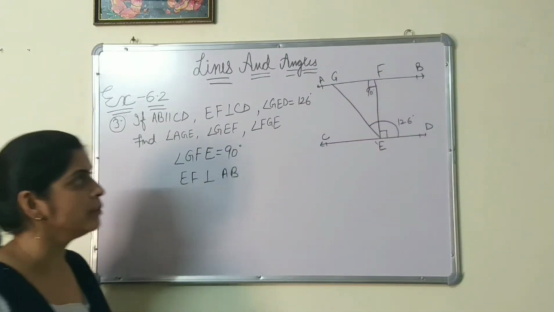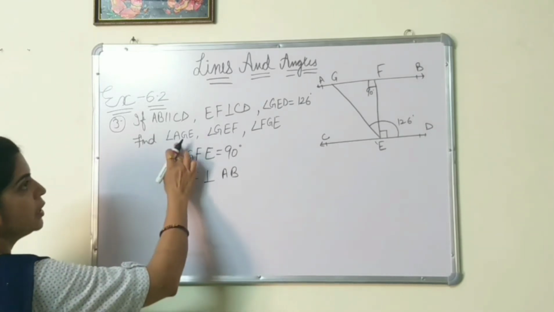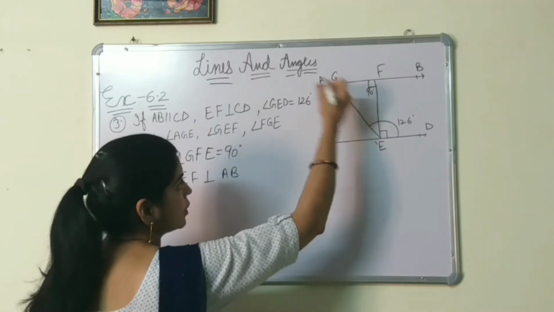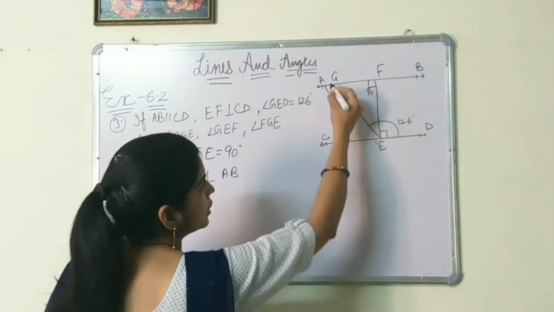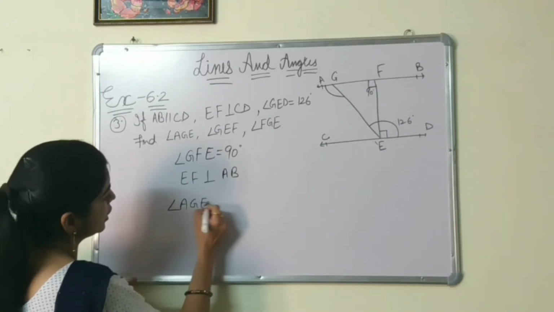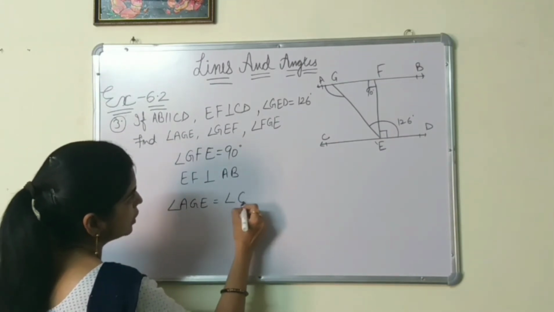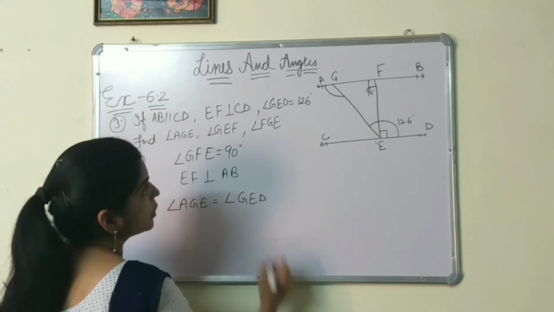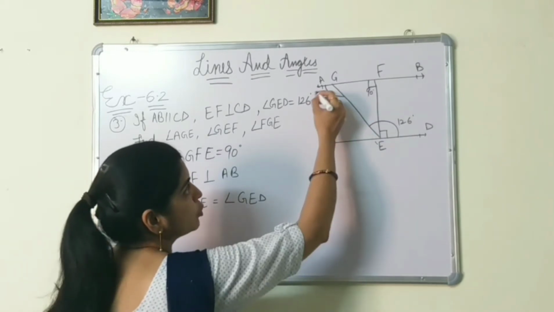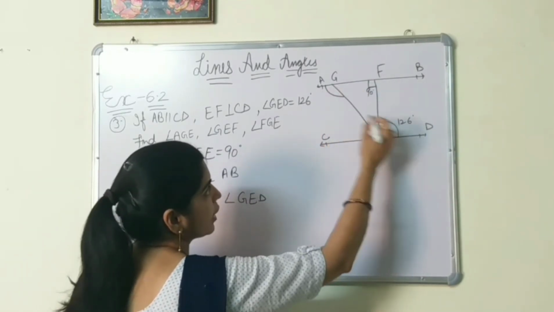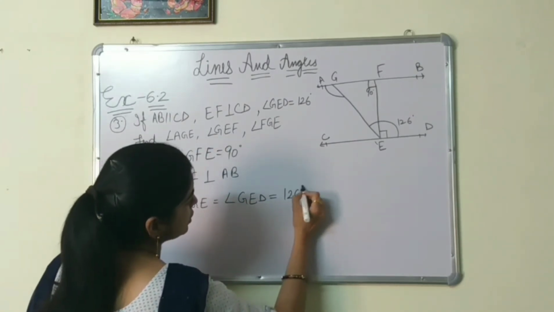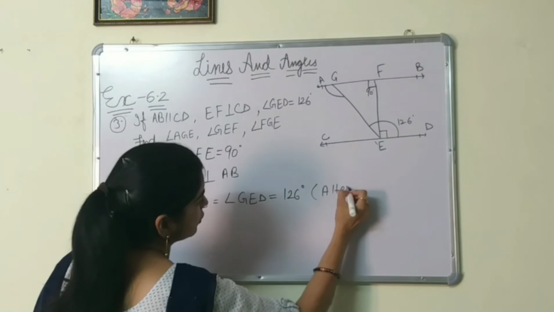GFE is 90 degree. And we have to find out the value of angle AGE. Angle AGE will be equal to angle GED because AB is parallel to CD and these both angles, AGE and GED, are alternate angles. And it will be equal to 126 degree because of alternate angles.